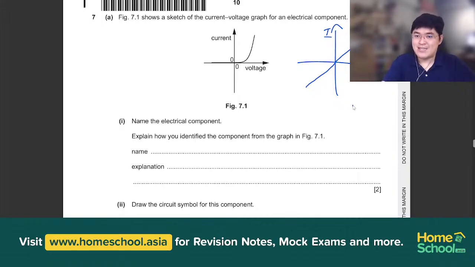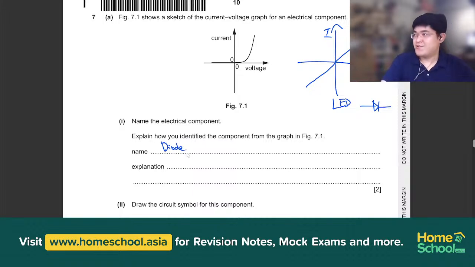The 2 components are either the LED, light emitting diode, which is this thing, I think that's how you draw it. And of course, we have to know there's also the diode, which looks something like this. So we just say it's a diode. Pretty straightforward. So this component over here is called the diode.